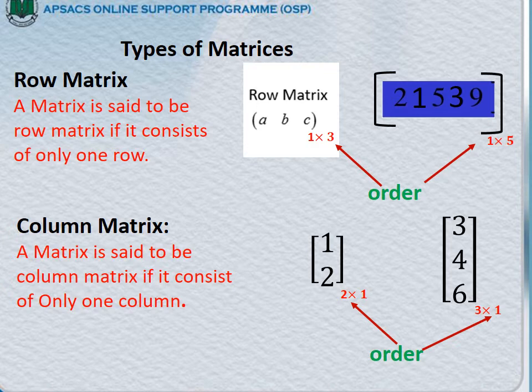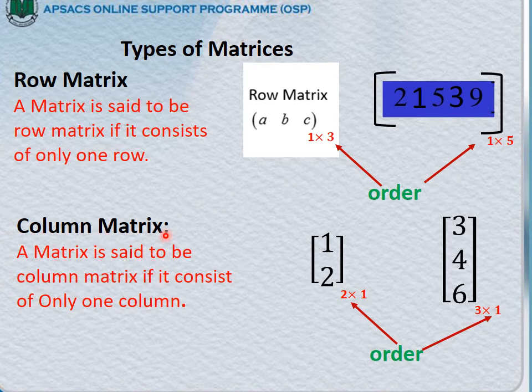Now next example, it is also a row matrix. Why? Because it consists of only one row. This is one row and its order would be 1 by 5. How many columns are there? 1, 2, 3, 4, 5, and this is called a row matrix because there is only one row.